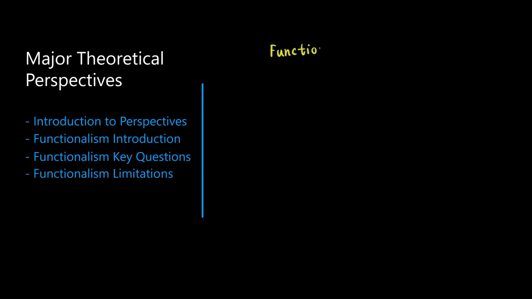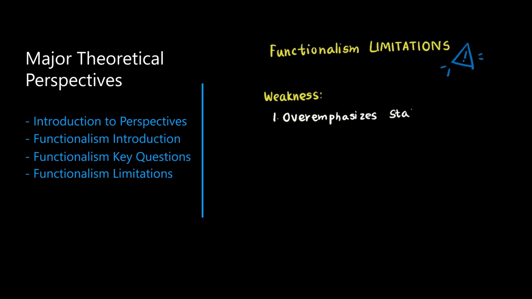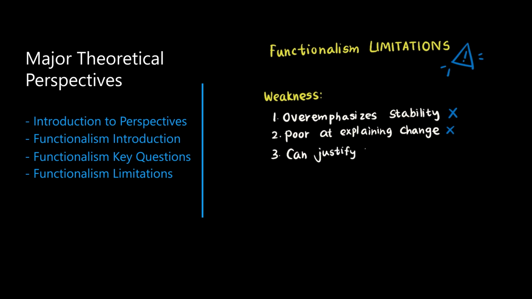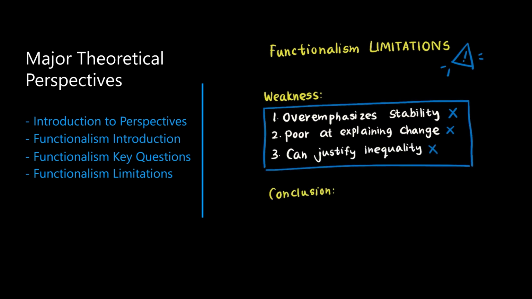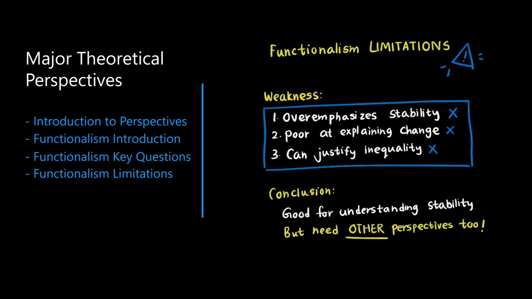But here's the thing, functionalism has limitations. It tends to emphasize stability and can make existing social arrangements seem natural or inevitable. It doesn't do a great job of explaining social change or conflict. It can also seem to justify inequality by suggesting that if something exists, it must serve a function. So while functionalism is valuable for understanding how social institutions maintain stability, we need other perspectives too.